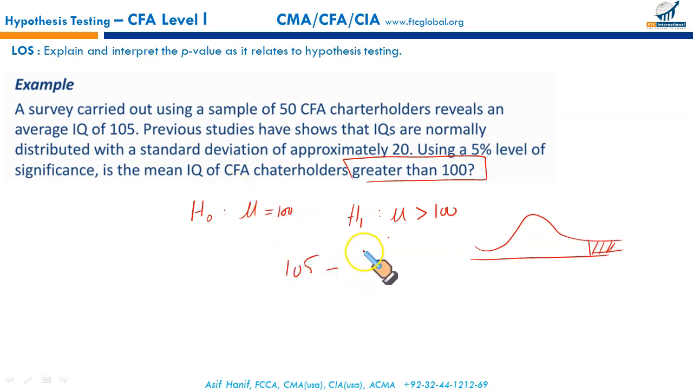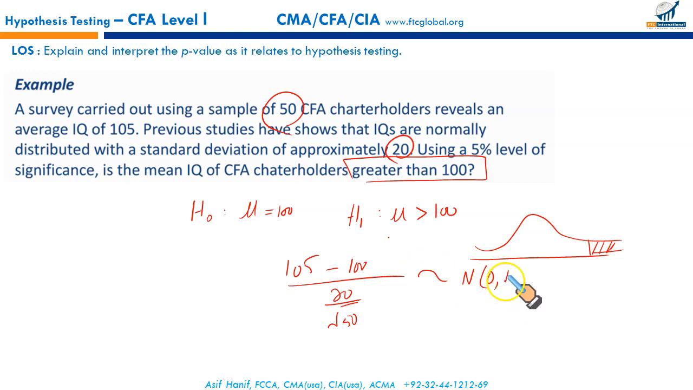105 minus the hypothetical mean 100, upon the standard deviation of the mean, that is 20 divided by the square root of the sample size, which is 50. Now if you simplify this, whatever the result is follows a normal distribution with mean 0 and variance of 1. So the result would be 1.768.